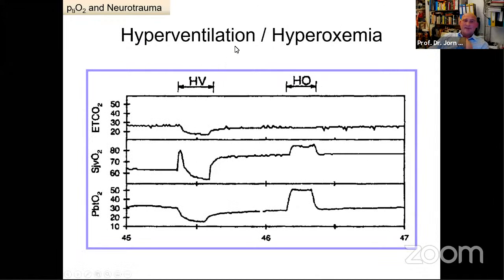If you look at hyperventilation, hyperoxemia, for instance, here, this is in chimpanzees. If you look, they are hyperventilated, and you can see hyperventilation, which is commonly used to reduce intracranial pressure, for instance. You do see that the O2 pressure in the tissue goes down, so it is potentially dangerous. If you increase the oxygen, it goes up. So you can see there's a very good correlation here.